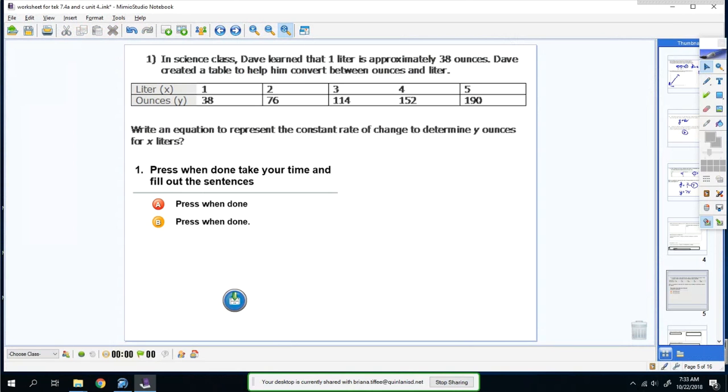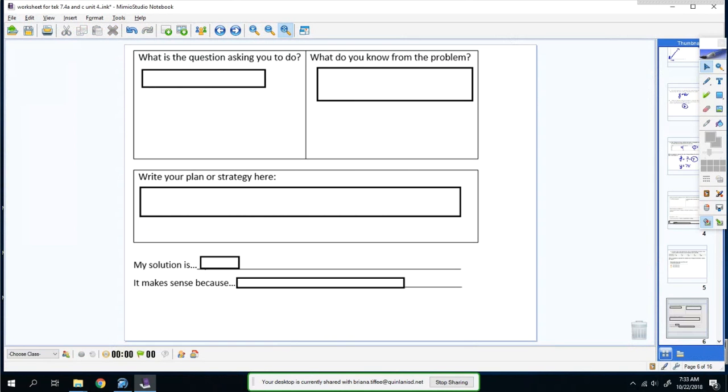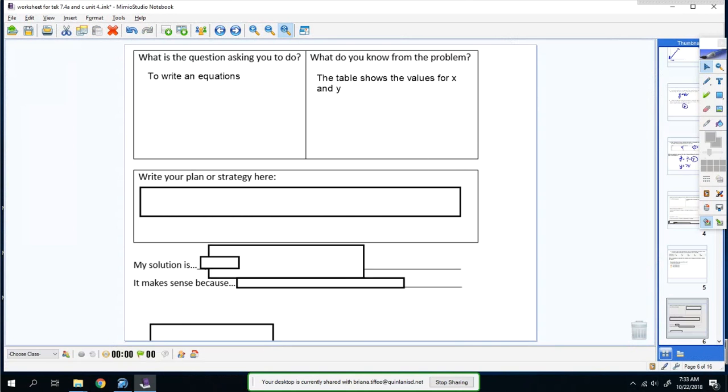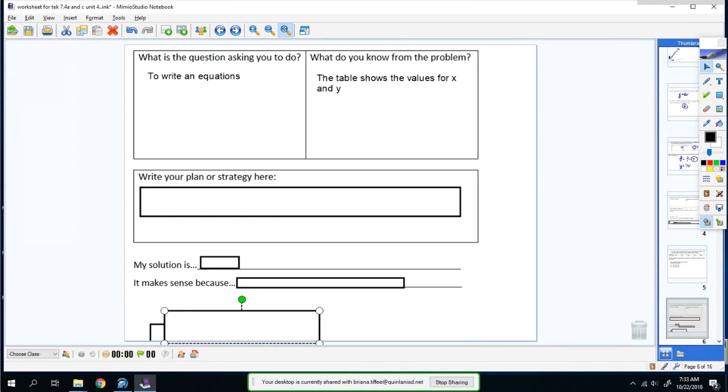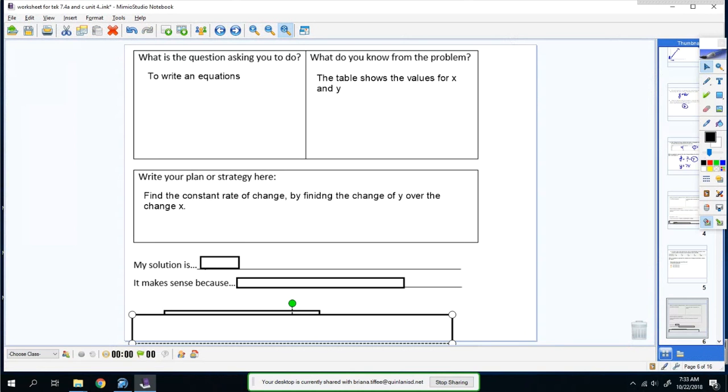In science class, Dave learned that 1 liter is approximately 38 ounces. Dave created a table to help him convert between ounces and liters. Write an equation to represent the constant rate of change determining Y ounces for X liters. Okay, so you do the same thing. What's the question asking you to do? To write an equation. What do you know about the problem? Well, the table shows the values for X and Y. What's your plan and strategy? Find the constant rate of change by finding the change of Y over the change of X.